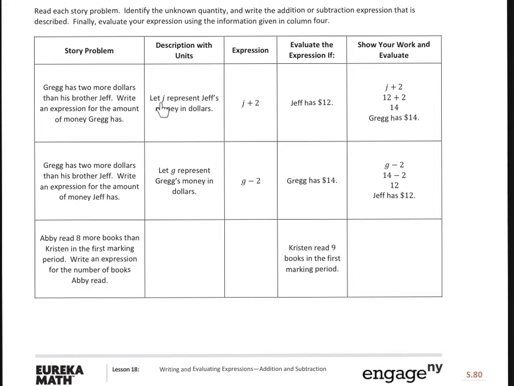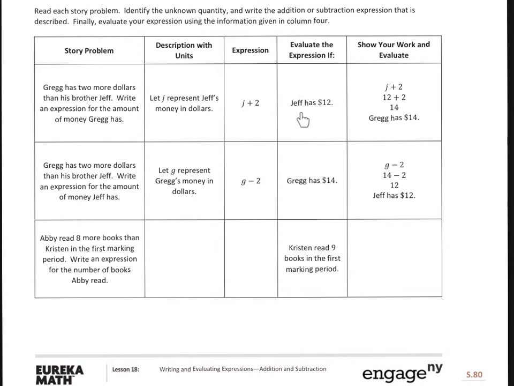So I'm going to start with J representing Jeff's money in dollars right here. Okay, so J. How much does Jeff have? I don't know, it's just J. But whatever he has, I know Greg has $2 more than him. What does that mean? It means he has whatever Jeff's is plus 2. This expression would give me the total amount of Greg's money.